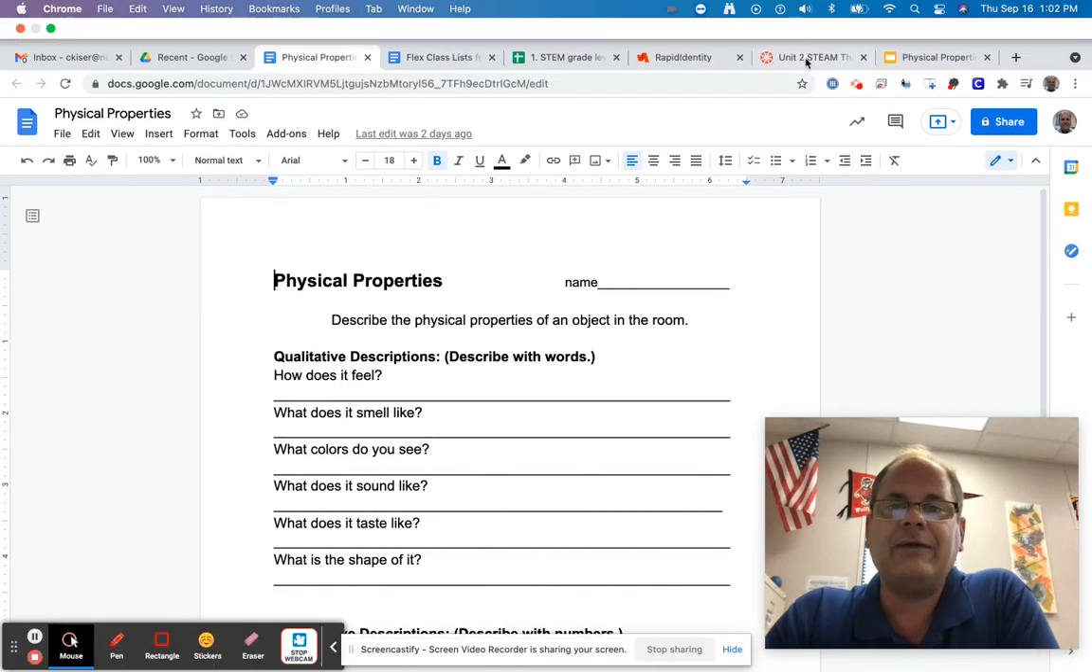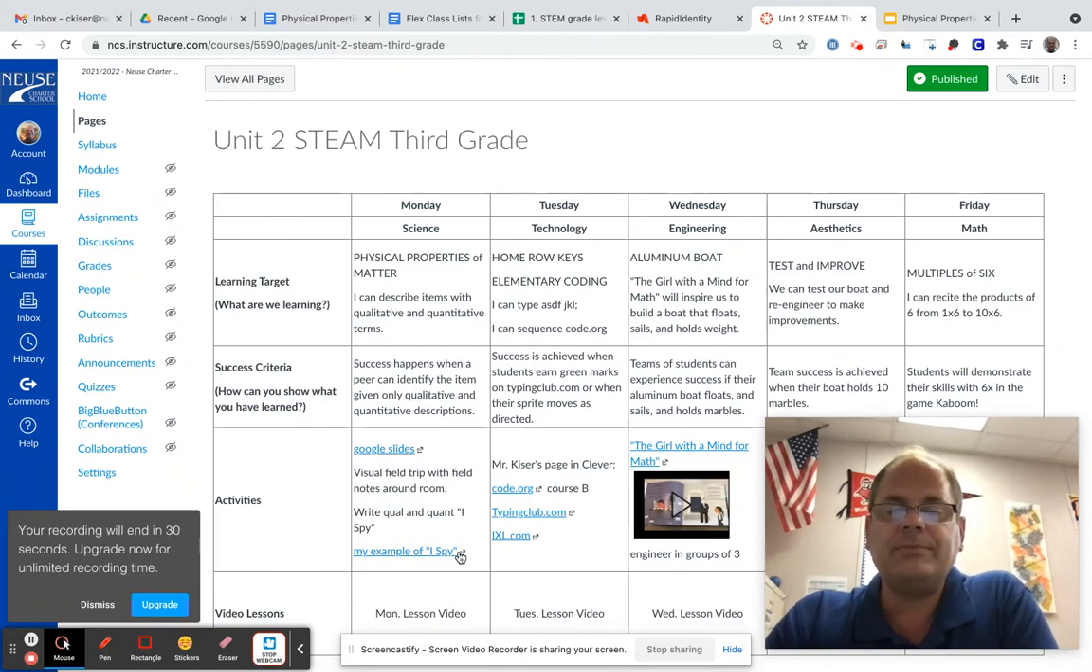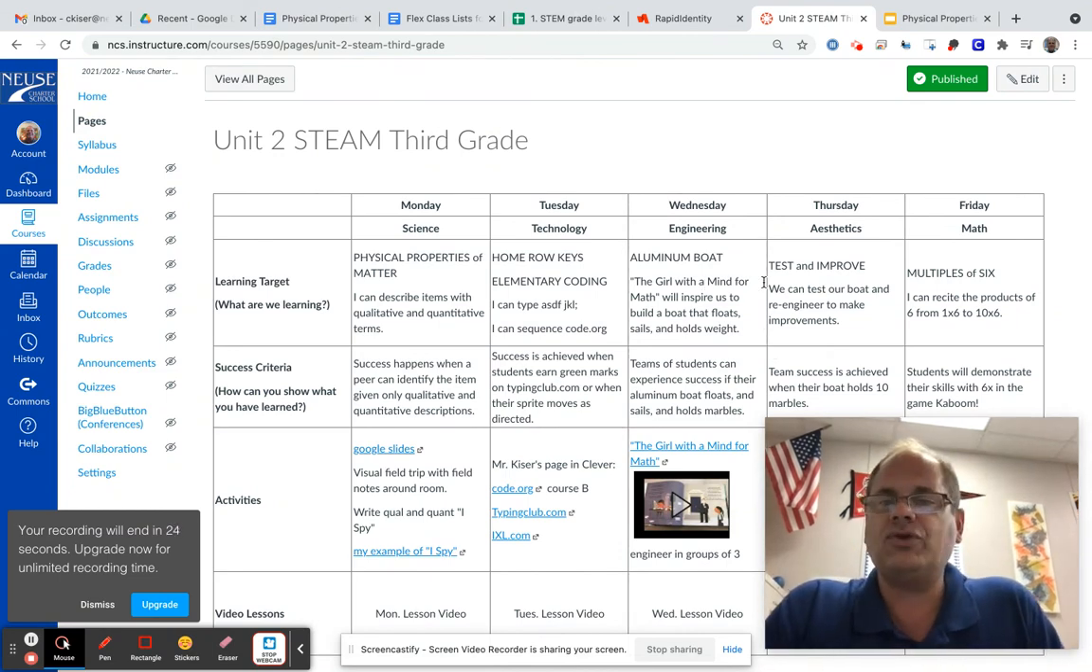Let's go back to Canvas and make sure we did it all. Yes, we looked at our Google Slides. We looked around the room, and then we basically did I Spy, with your descriptions of quantitative and qualitative descriptions for physical objects.